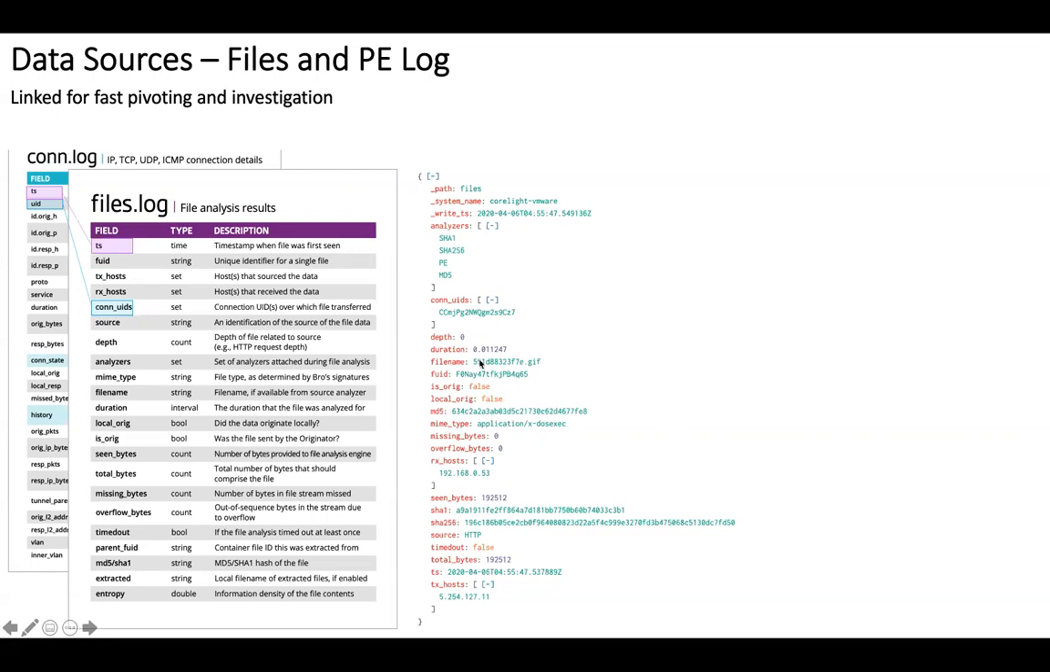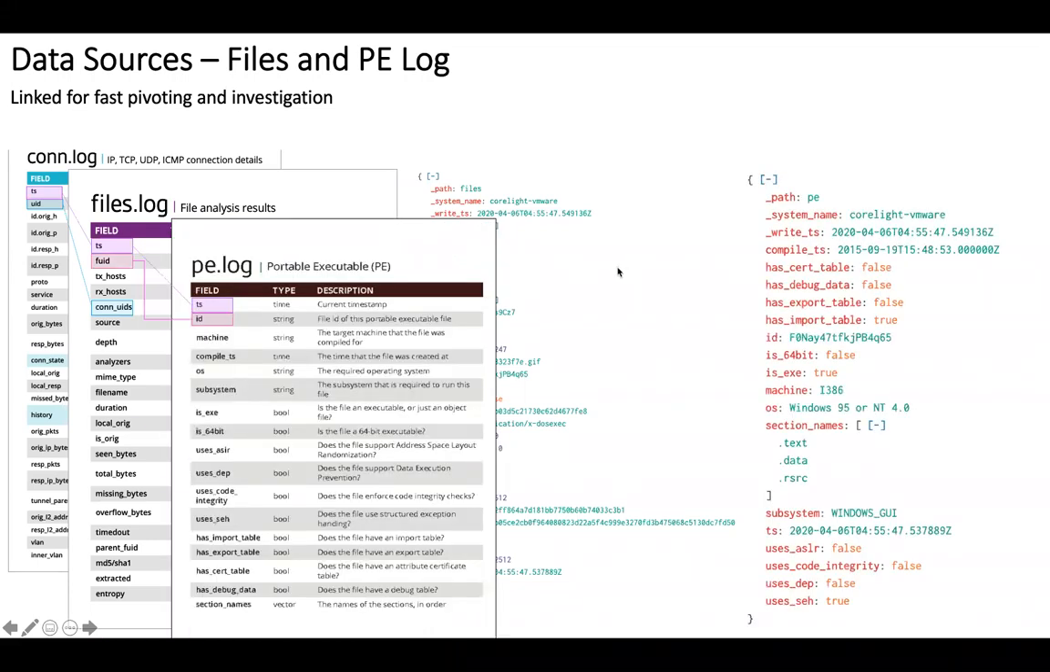So here we've got a file name that's a .gif. Well, that's an image file. But when you actually look at the actual file, it's an executable, right? And then if we go up here, you can see the various analyzers that were applied to this particular file, including the PE. The PE is the portable executable.